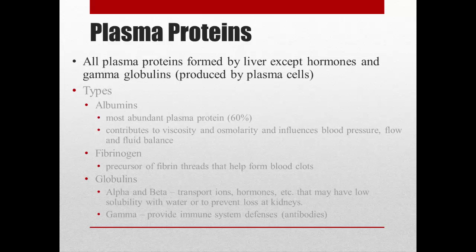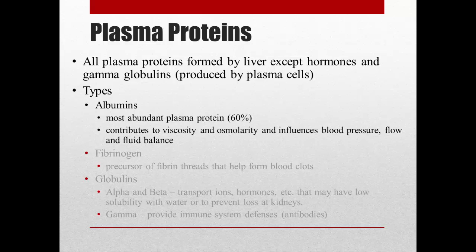These are all the proteins that are formed by the liver, except hormones and gamma globulins, which are produced by plasma cells, or what were lymphocytes, one of the white blood cells. The gamma globulins are used in immune system functioning, and then of course hormones we've already talked about, with their signaling properties to get their target cells to do whatever function they need to do. Now, there are basically three main types of plasma proteins.